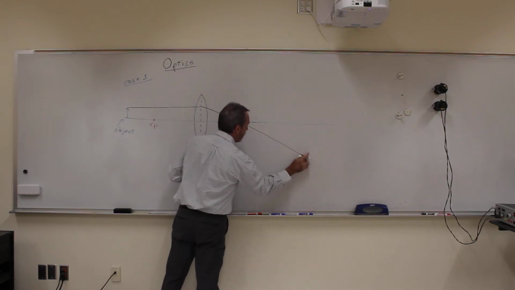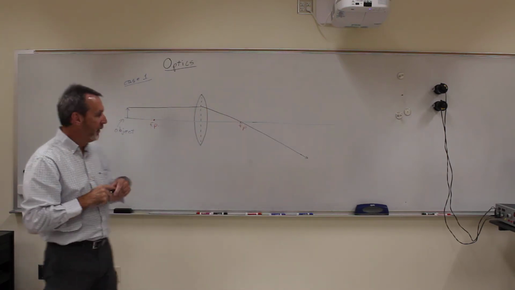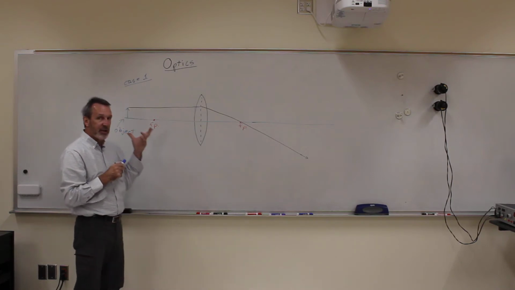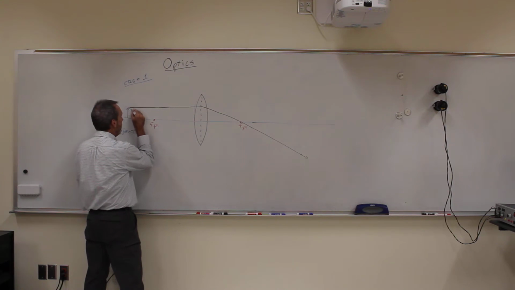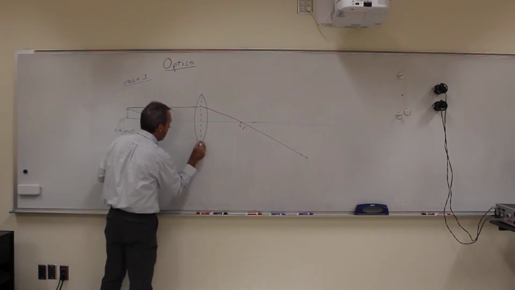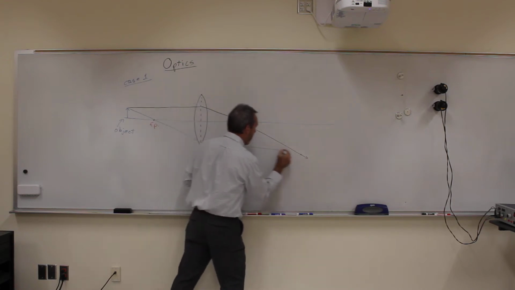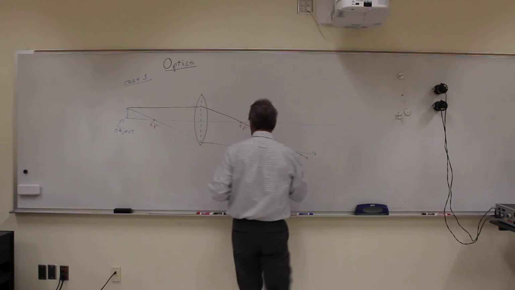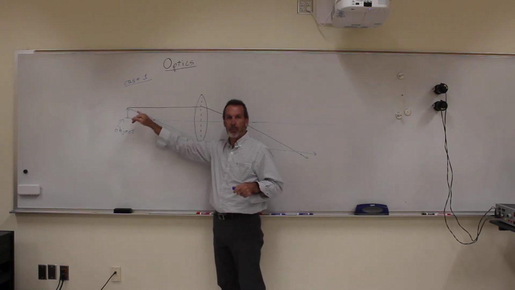That's the definition of the focal point. Parallel light rays get bent to the focal point. Okay? And remember, our lens doesn't care. We can do this in reverse. So if I have one coming through the focal point like this, when it hits the lens here, it's going to come out parallel. Okay? Or you can think of this backwards. The parallel light ray comes in, hits the lens, and it goes through the focal point.